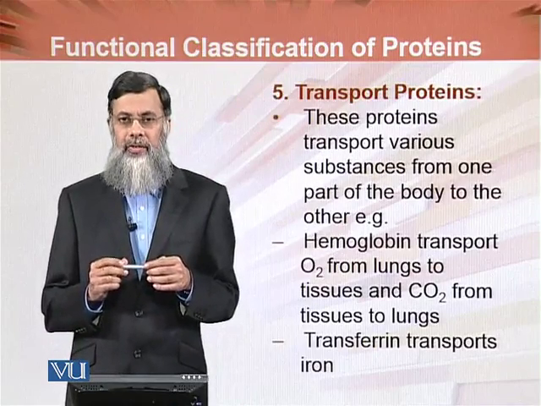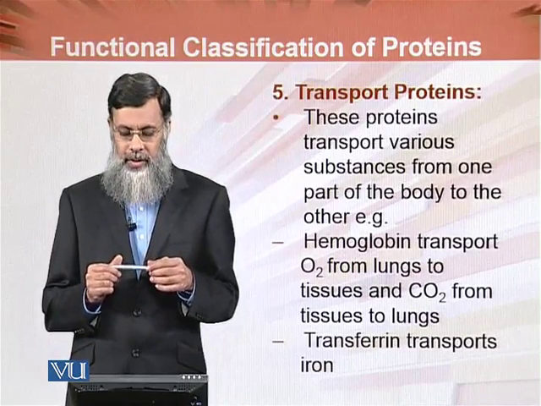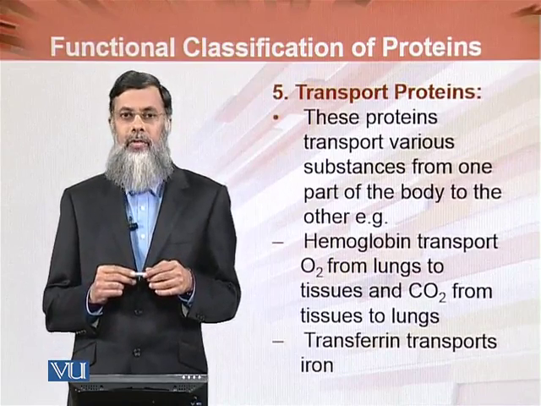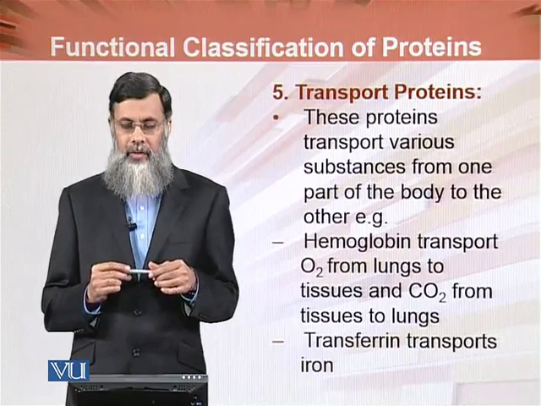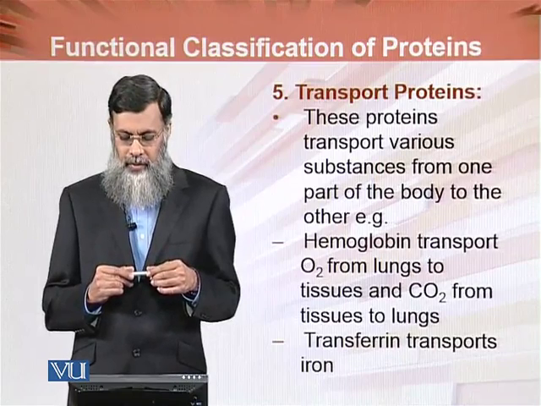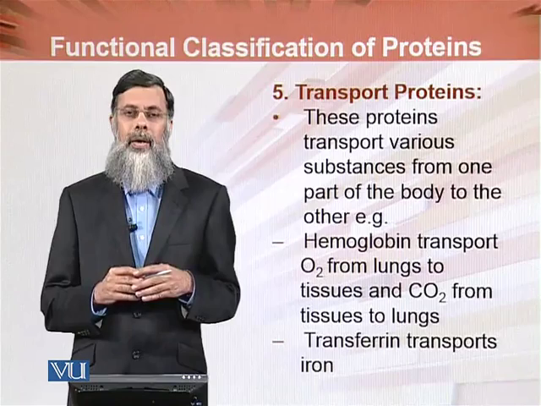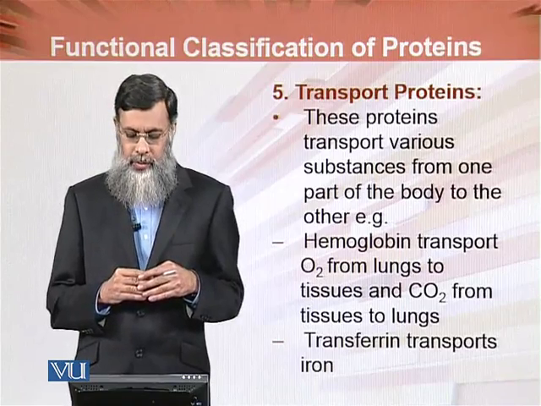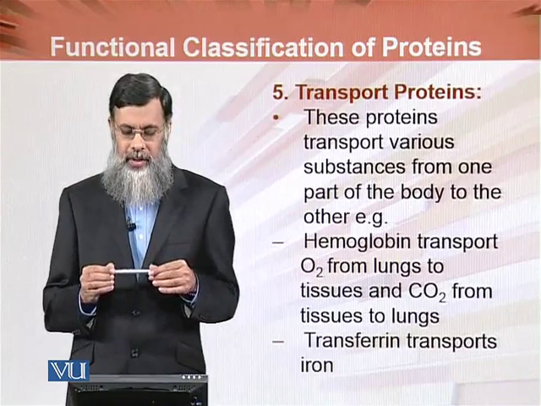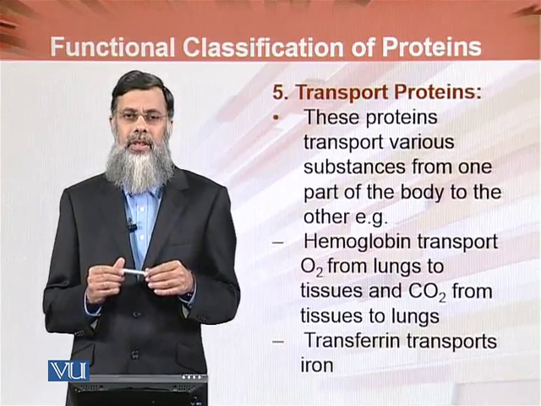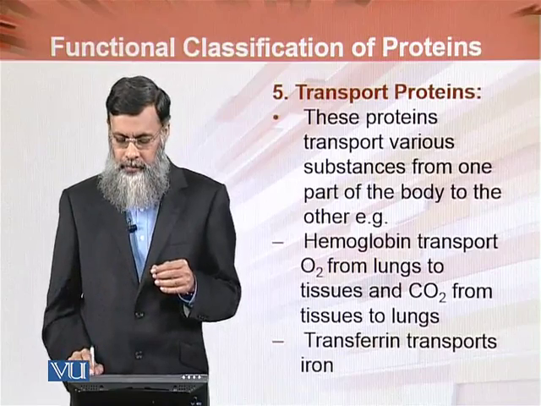Transport proteins is the fifth of the functional classification of proteins. These proteins transport various substances from one part of the body to the other. For example, hemoglobin, which transports oxygen from lungs to the tissues, and carbon dioxide from the tissues to the lungs. The other type of protein in this transport class is transferrin, which is used for transport of iron.